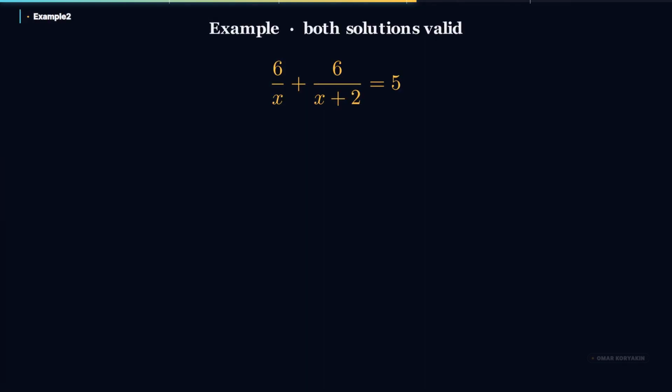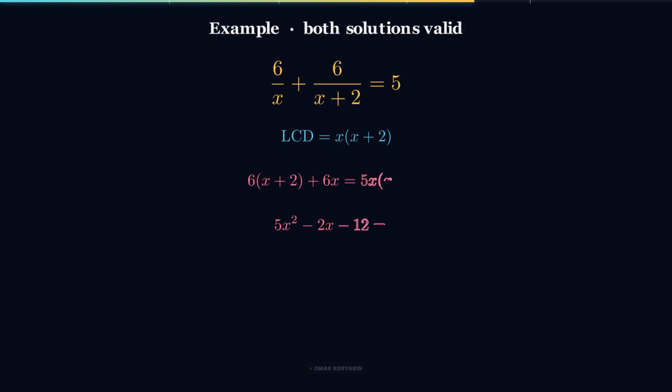Example 2. Solve 6 over x plus 6 over x plus 2 equals 5. 2 fractions on the left, a constant on the right. The LCD is x times x plus 2. Multiply both sides by the LCD. The left becomes 6 times x plus 2 plus 6x. The right becomes 5x times x plus 2. Expand: 12 plus 6x plus 6x equals 5x squared plus 10x. That simplifies to 5x squared minus 2x minus 12 equals 0.